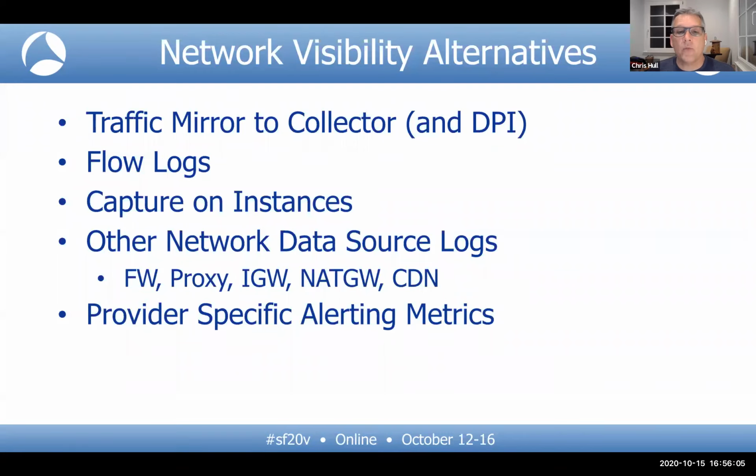And there are a lot of other network data sources that go into logs, I would say. So your firewalls, proxies, internet gateways, NAT gateways, even your content delivery networks: a lot of log files that are going to have some other data that's going to provide you with additional information to help you understand what's going on. And see what you have from provider-specific alerts that may say your Direct Connect link is down, or some other thing. Looking at an AWS environment, look at the CloudWatch metrics that are provided for those different platforms.